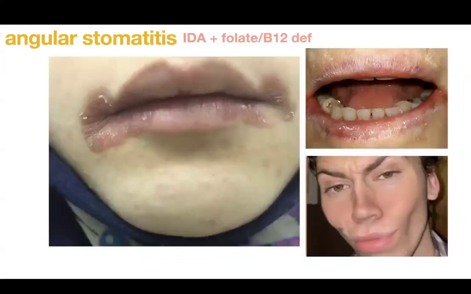Secondly, you have angular stomatitis, or this kind of inflammation at the corner of the lips. This is seen in iron deficiency anemia, but it's also seen in patients who have a folate or B12 deficiency. As we're going to see later on, patients who have folate deficiency or B12 deficiency are at risk of developing a specific type of anemia known as megaloblastic anemia. But here's another sign, angular stomatitis.